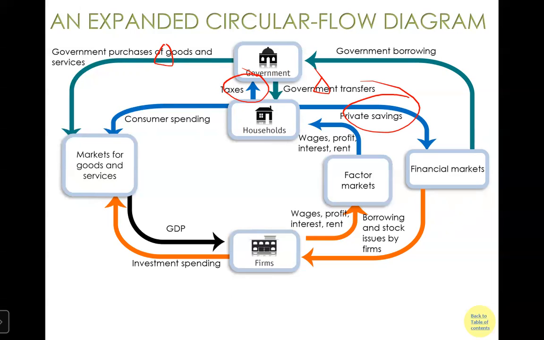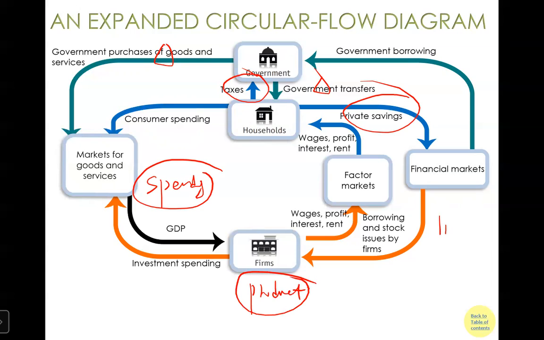Okay, now let's see again how this changes the calculation. We have three approaches, right? Let me write them down. First is spending. Then product. And then it's income.